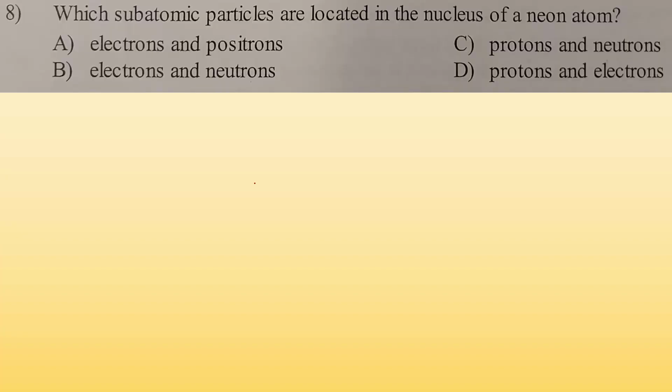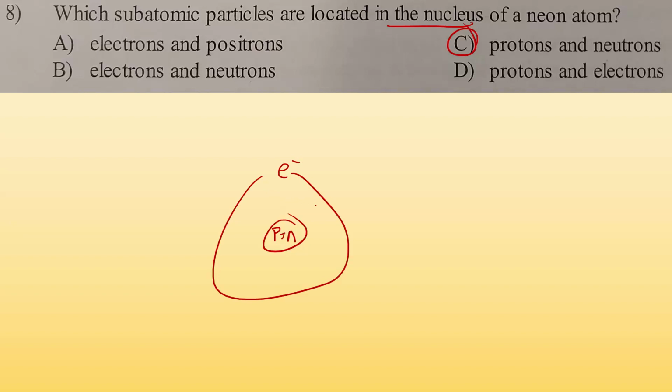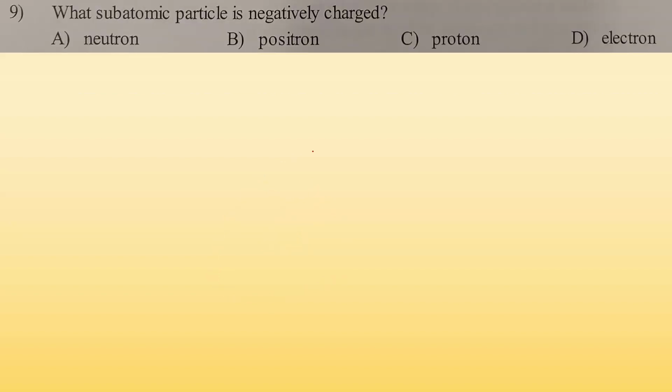8. Which subatomic particles are located in the nucleus of a neon atom? So what's in the nucleus? Protons and neutrons. Electrons are on the outside, right? So if I got my nucleus, I got protons, I got neutrons, and on the outside I have the electrons. So you need to know that.